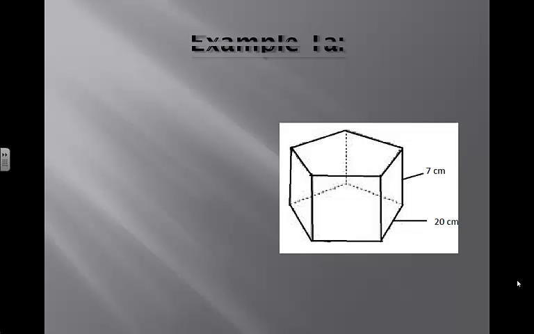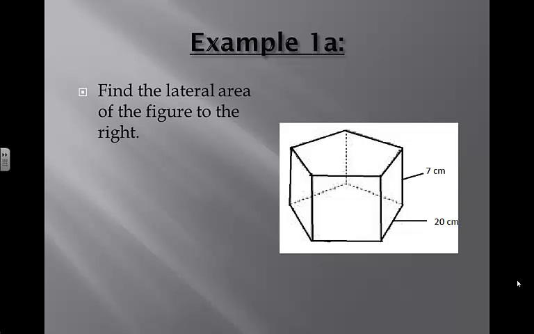So let's look at this. Find the lateral area of the figure to the right. The height is obviously right here, from here to here, because imagine this is a plane here, then that plane is going to run straight down to this plane. So it's going to be the same height. If L equals the perimeter times the height, we have L equals P times 7. Now, what's our perimeter?